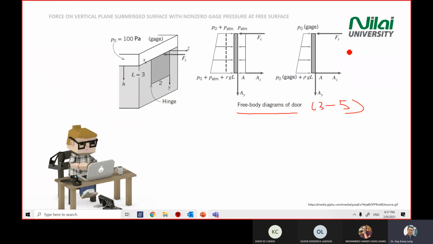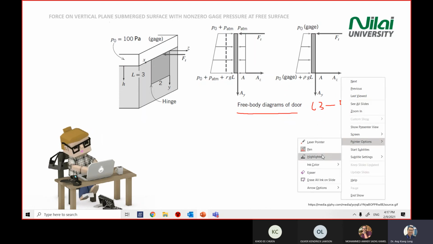And if the other side is exposed to atmospheric pressure, then you look at the vessel or the container itself. If the other side also has atmospheric pressure, then you can straight away cancel out the atmospheric pressure for left and right. Okay, that is a very important concept.